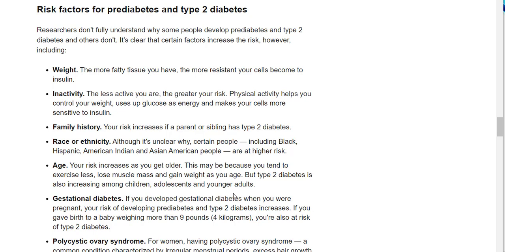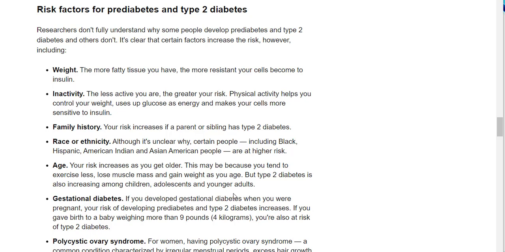So let's go back to the list. Weight, inactivity. The less active a person is, the greater the risk. So people who live a sedentary lifestyle, so folks who sit a lot, are going to be at greater risk. This includes folks who sit a lot for work, for example. A lot of jobs require that, for example, drivers and people who work desk jobs.